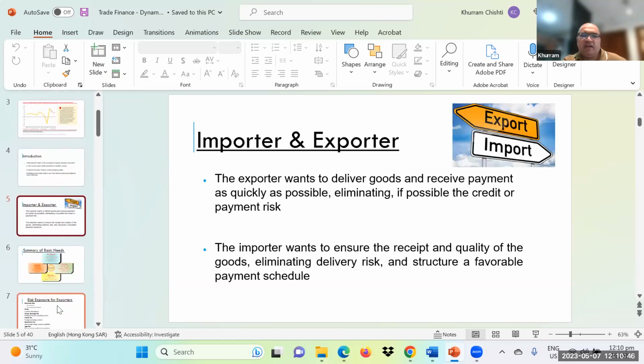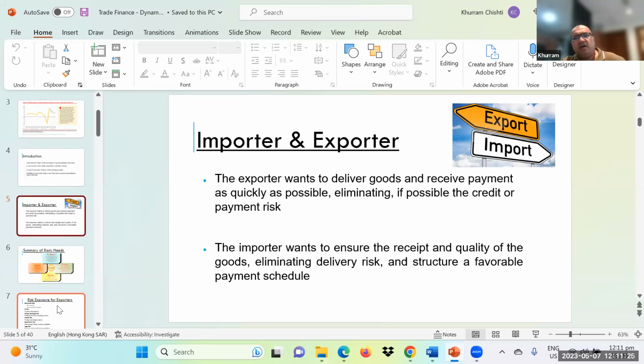Now, importer and exporter. As I said, to make it very simple, the importer is the buyer and the exporter is the seller. The exporter wants to deliver goods and receive payment as quickly as possible. Absolutely, if an exporter, let's say a rice exporter sitting in India, wants to sell rice to Almaya supermarket in UAE. The exporter, the seller, let's name him KC Limited. KC Limited wants to sell rice to Almaya supermarket in UAE. So I am the exporter, I am the seller.